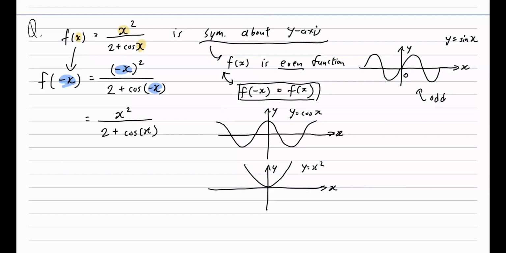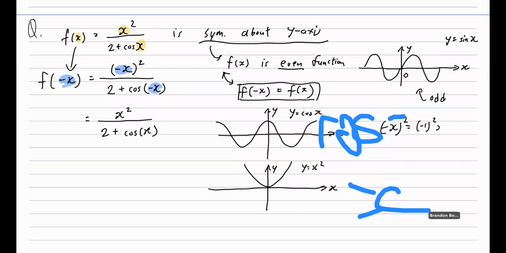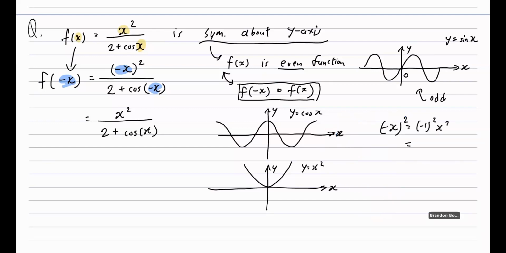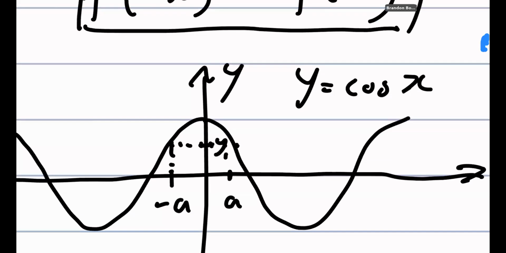Is that okay? Cosine of minus x equals cosine x. Yes. And you see, just pick a here. This is negative a. They will map to the same y value. Maybe I call this x1 and negative x1. And I get the same y1.